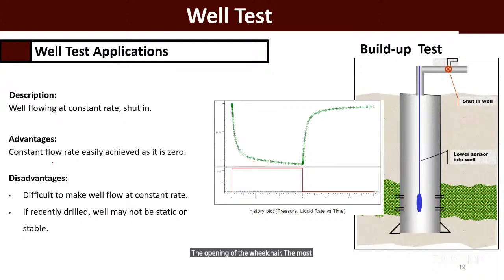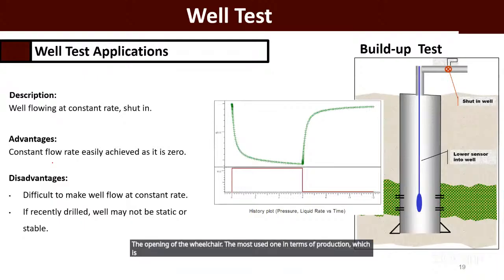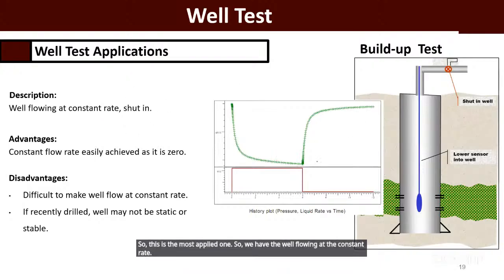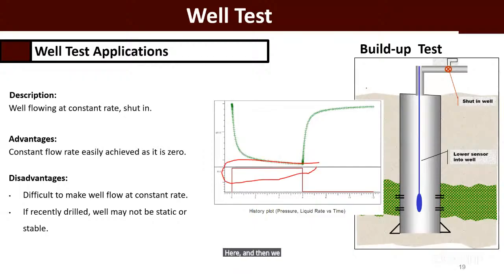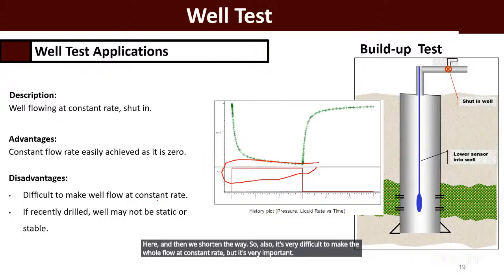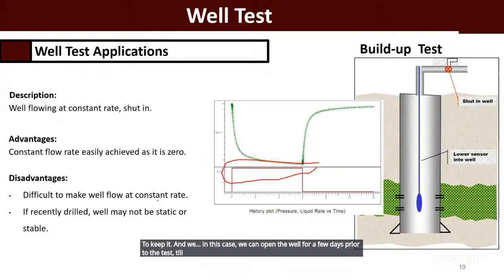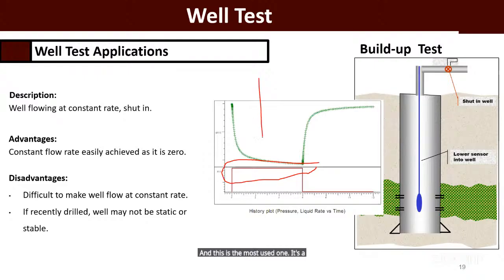The most used one in terms of production is the build-up, which is also a combination of a drawdown and the build-up. So this is the most applied one. We have the well flowing at a constant rate here, and then we shut in the well. Also, it's very difficult to make the well flow at a constant rate, but it's very important to keep it. In this case, we can open the well for a few days prior to the test till we have a stabilized flow rate. And this is the most used one. It's a combination of a period of drawdown followed by a period of build-up.